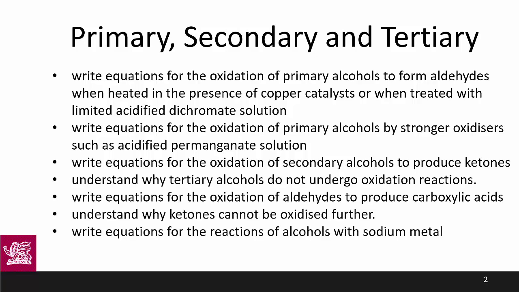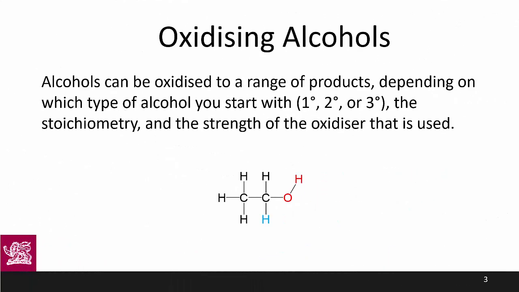Let's move on. When we oxidize alcohols by using an oxidizing agent, the products will depend on the type of alcohol that we start with. Primary, secondary and tertiary alcohols all produce different products under oxidizing conditions. Those products depend largely on the starting material, but also on the stoichiometry and the strength of the oxidizer that's used.